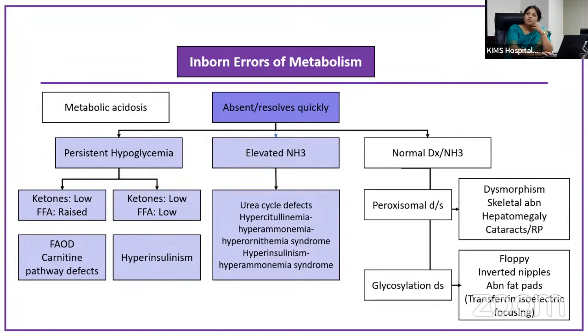In cases of kids who have normal sugars as well as normal ammonia, we should consider peroxisomal disorders and glycosylation disorders. Peroxisomal disorders usually present with dysmorphism, skeletal abnormalities, hepatomegaly, cataracts, or retinitis pigmentosa in the baby. Glycosylation disorders may have variable involvement. The kids may be floppy, they may have inverted nipples, they may have abnormal fat pads, and transferrin isoelectric focusing is a test which is helpful for narrowing down on diagnosis-based disorders.